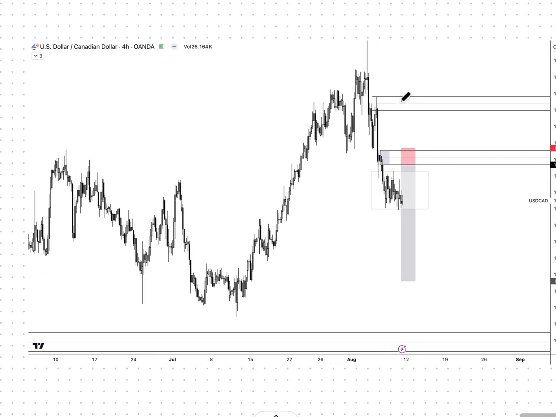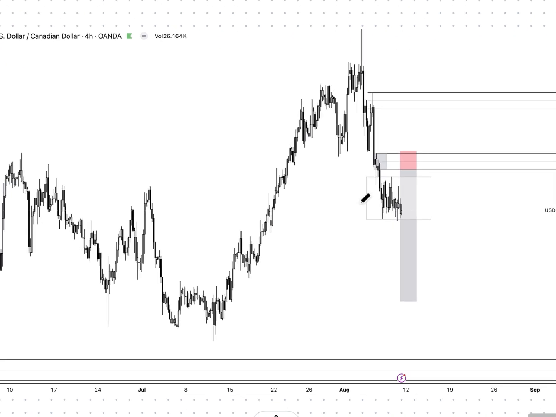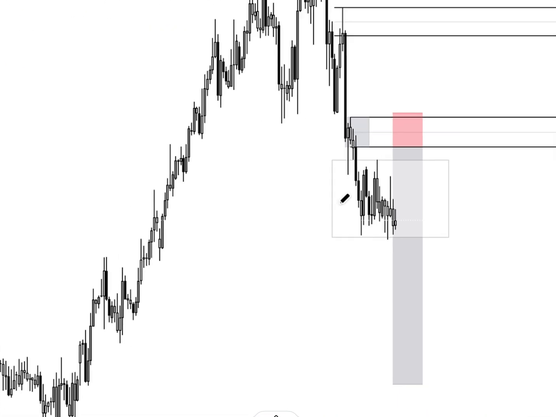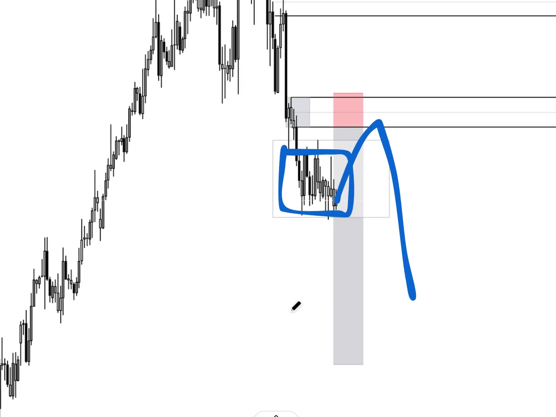We have USD CAD. We have USD CAD reacting off of this. This is a little demand zone right here, but I'm expecting it to be removed. So we have a supply zone here, drop, base, drop. We have the novice area. So what we're expecting is the market to come up, react, and continue to drop.